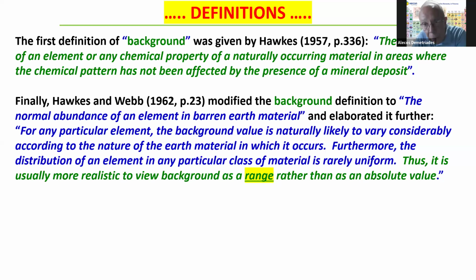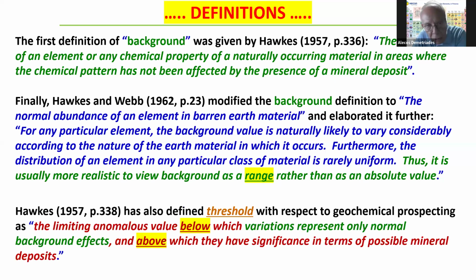material and elaborated further. For any particular element, the background value is naturally likely to vary considerably according to the nature of the earth material in which it occurs. Furthermore, the distribution of an element in any particular class of material is rarely uniform. Thus, it is usually more realistic to view background as a range rather than as an absolute value. Hawkes has also defined threshold with respect to geochemical prospecting as the limiting anomalous value below which variations represent only normal background effects and above which they have significance in terms of possible mineral deposits.